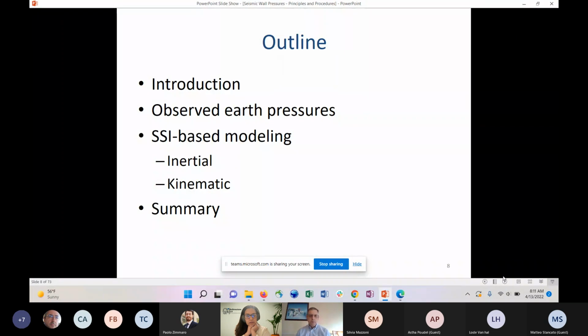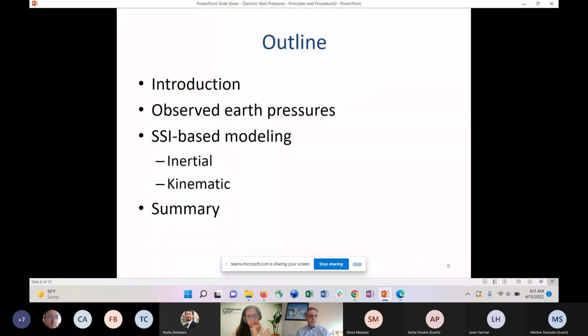I basically want to cover four topics. I'm going to introduce the problem. I'll talk a bit about observed earth pressures, mainly from centrifuge experiments. Then I'm going to make the case, as I mentioned, that this is a soil structure interaction problem, and I'll talk about how we can model it as such.